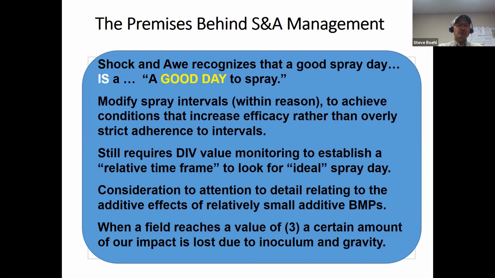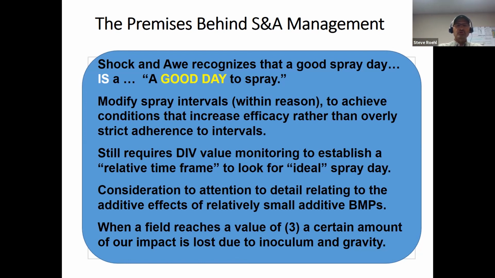It also requires you to modify your spray intervals within reason to achieve conditions that increase efficacy rather than overly strict adherence to the intervals. Okay, that's the shock and awe theory. It still requires you to monitor disease index values, because that is going to help you predict a relative time frame to look for that ideal spray day without lengthening your intervals too much. It also requires attention to detail relating to the additive effects of relatively small additive BMPs. We talked about that before. We need to make sure that we're doing everything correctly to maximize our shock and awe.